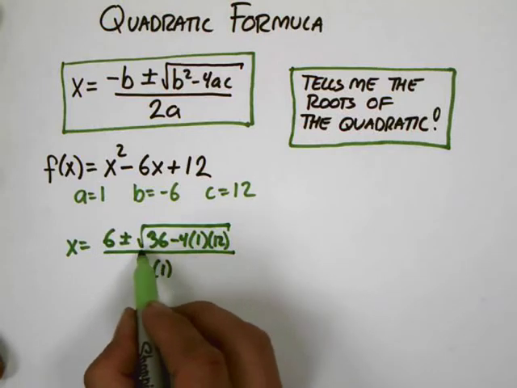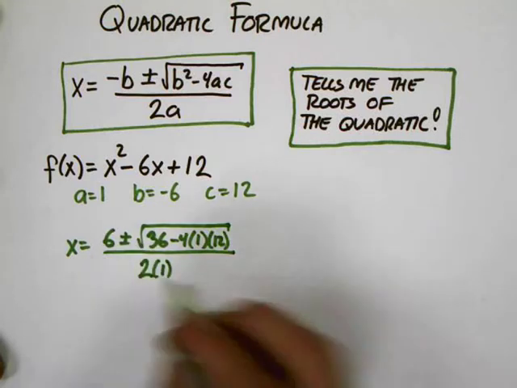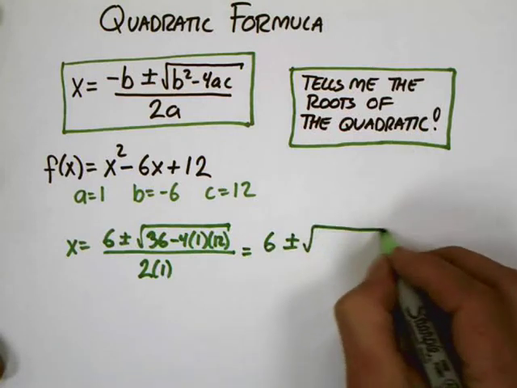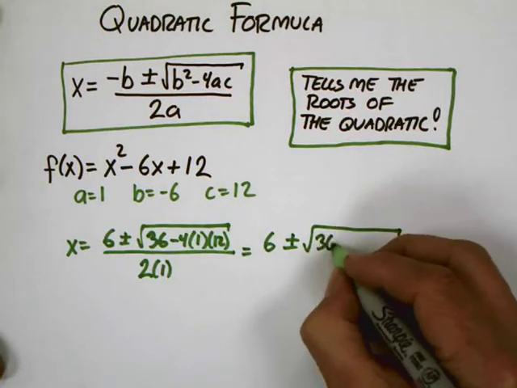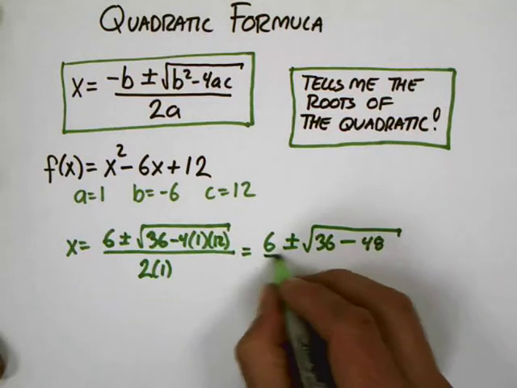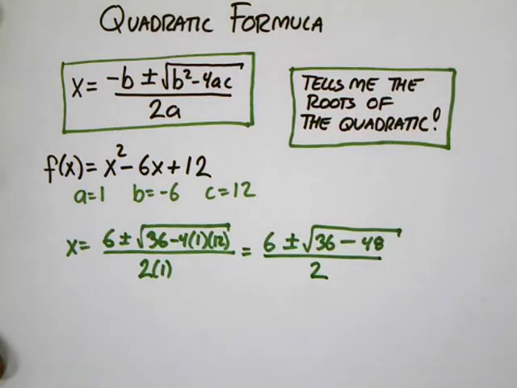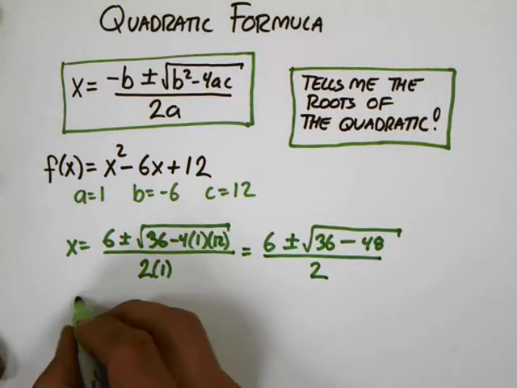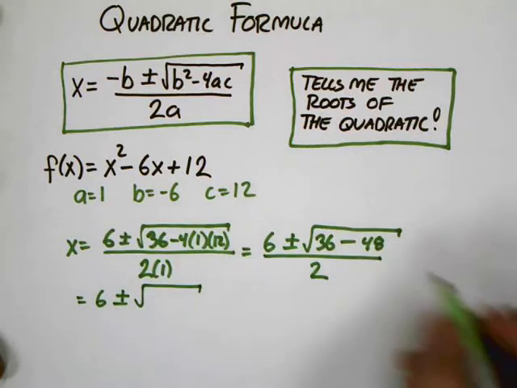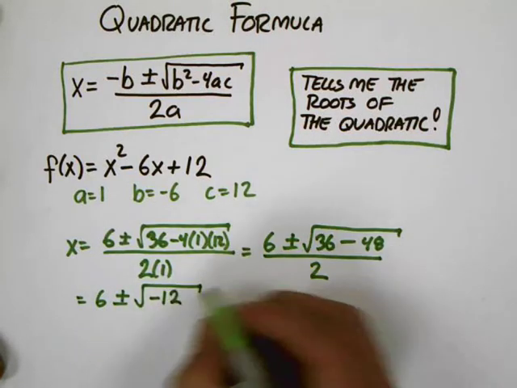Make sure your line goes all the way across. Some students leave it right here and stop. It has to go all the way to the front. So my grand total is going to be 6 plus or minus the square root of 36 minus 4 and 12 make 48, all over 2. So I'm going to keep rolling. 6 plus or minus the square root of 36 minus 48, which is negative 12.